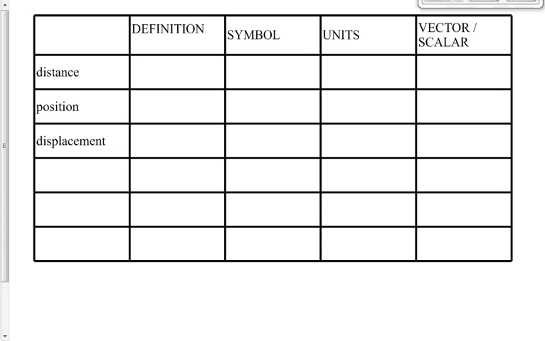Now we're going to define three more quantities that are particular kinematics quantities. Distance, position, and displacement. We're going to define each of them. We're going to give you a symbol for each of these quantities. We're going to give you the units for each of these quantities. And then finally, we're going to establish whether they're vectors or scalars based on whether they require direction or not.